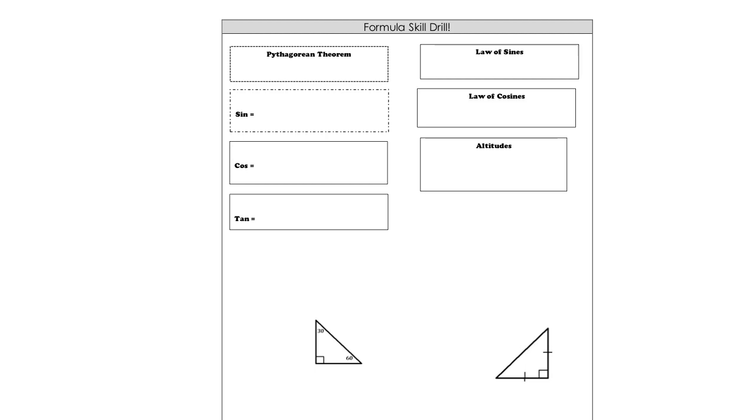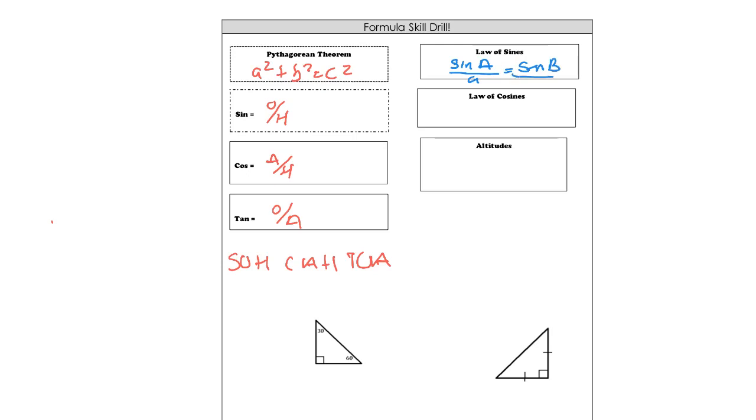All right, so here we go. Pythagorean theorem. And that's 3 sides. Sine, opposite over hypotenuse, cosine, adjacent over hypotenuse, and tangent, opposite over adjacent. And I remember that using SOHCAHTOA. Law of sines. So this is sine of angle A divided by the side across from it equals sine of the other angle divided by the side across from that angle.